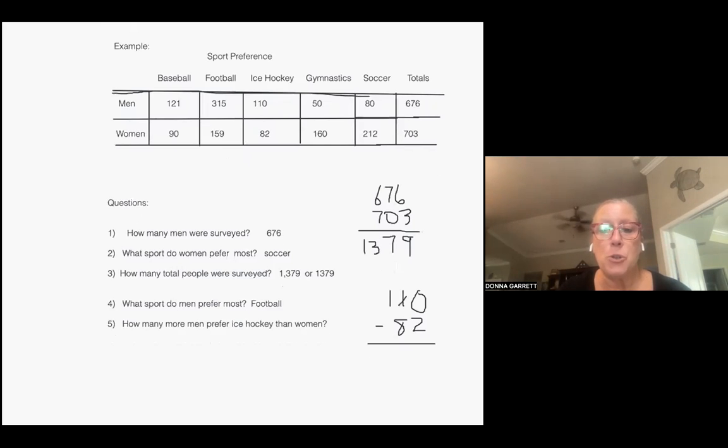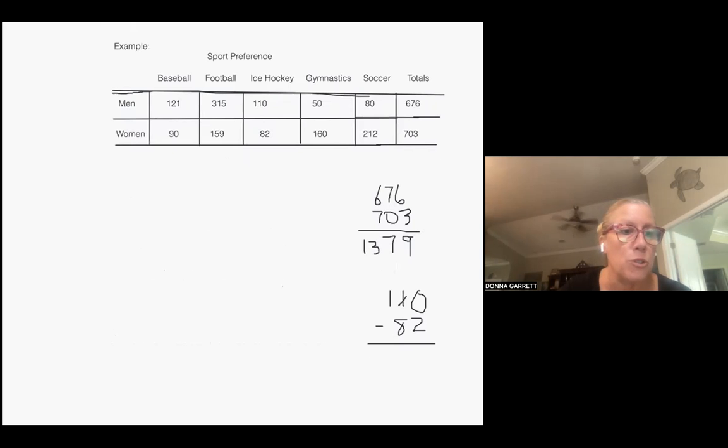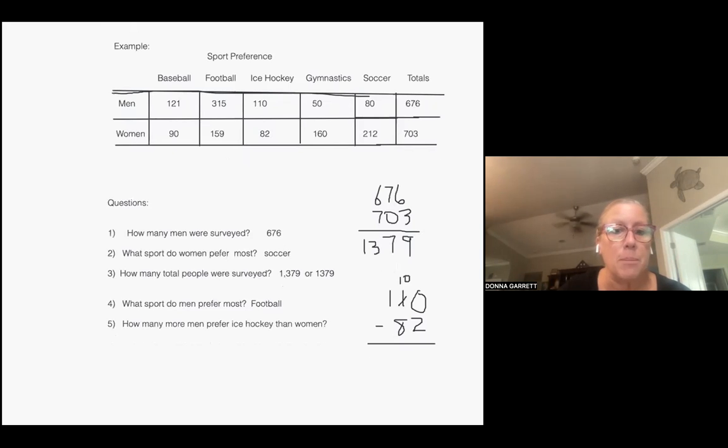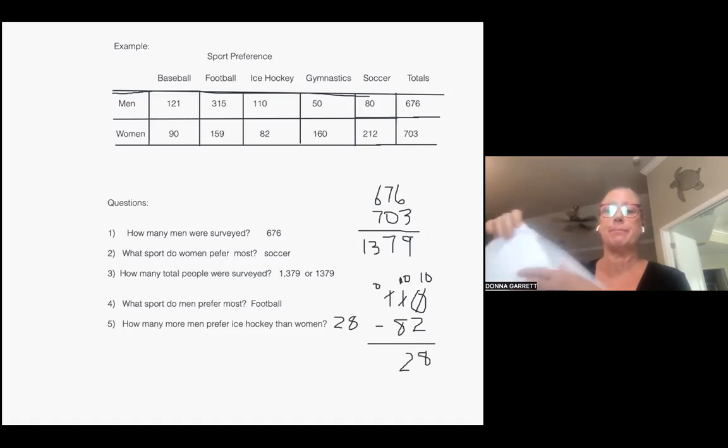You can't do 0 minus 2, so you change this to a 0, you borrow 1. This is a 10. This is an 8. I had to borrow 1. Now I make it a 10, which is 2. So the answer would be 28. 28 more men prefer ice hockey than women. And that's it. We finished the section.